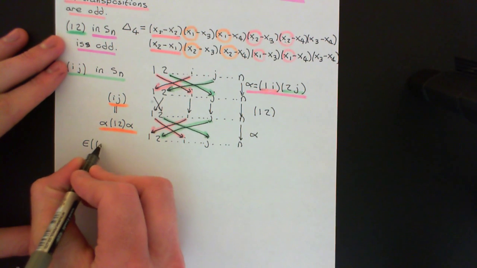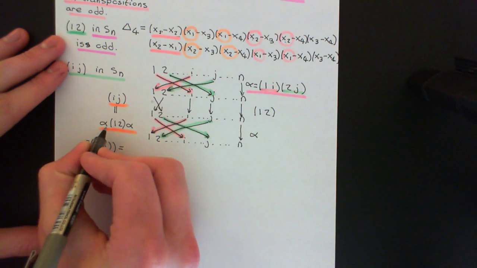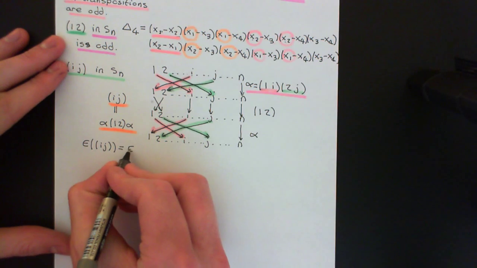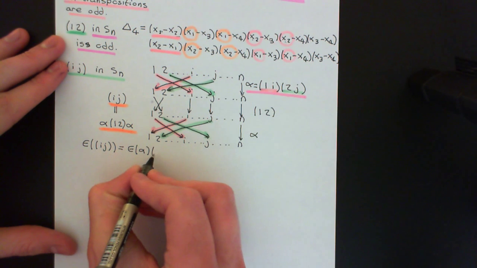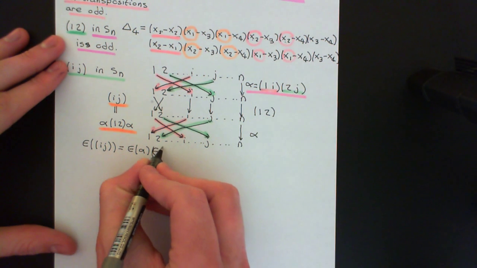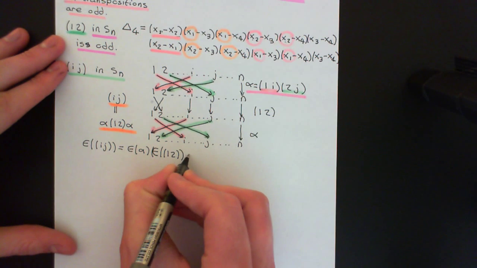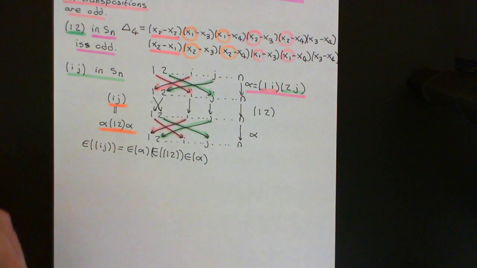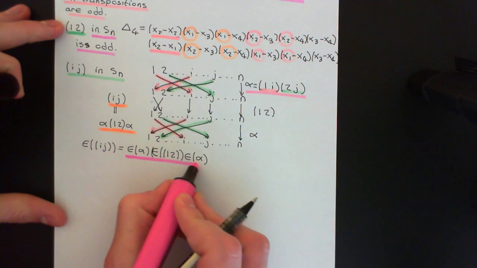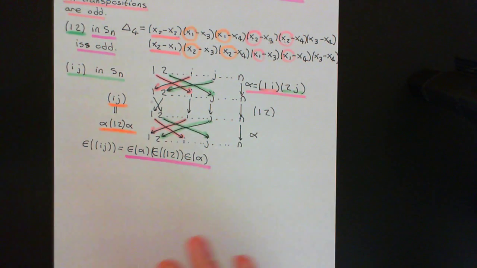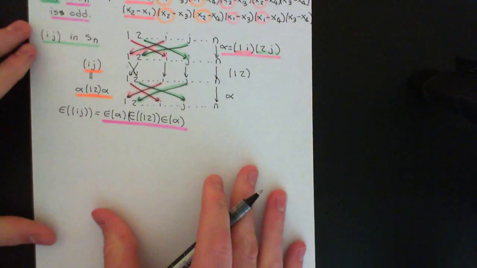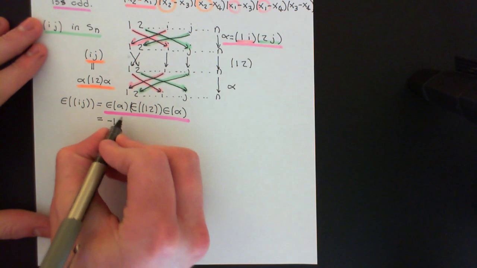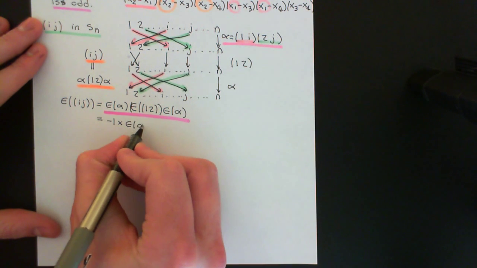Okay, the sign of the transposition of i and j is of course going to be equal to the sign of this, but we can now use the fact that the sign is a group homomorphism to split this into the sign of alpha times, oops, missed out the sign of the transposition of 1 and 2 times the sign of alpha again. Okay, now of course we know that the group plus or minus 1 is an abelian group. This is an abelian group, so we can move things around as we please. So this will become -1 for this, -1 times the sign of alpha squared.